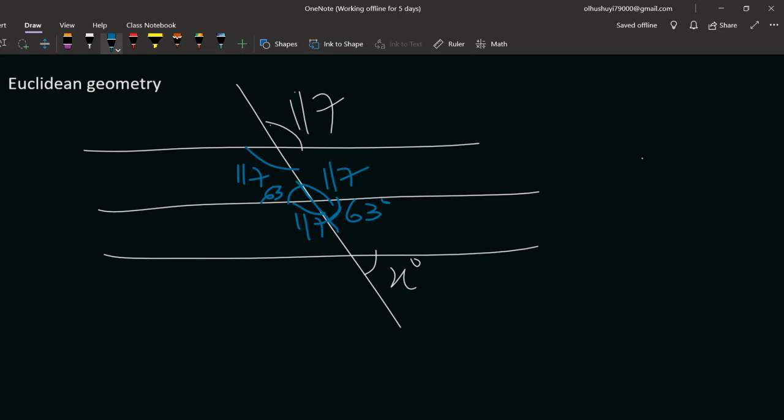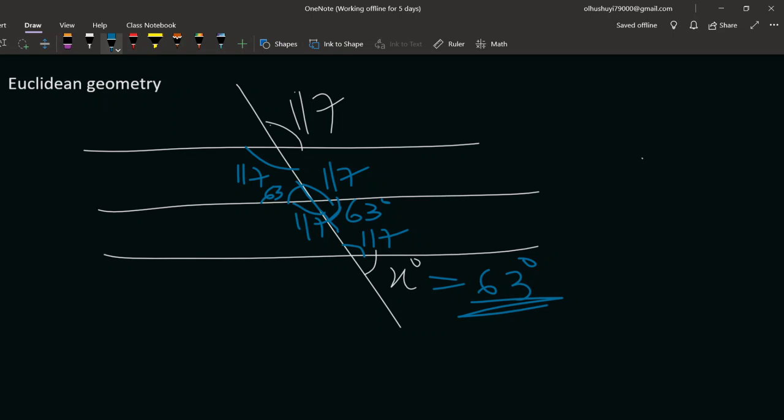What do you do again? You go the same way. This place 63 and this angle equal to 180, that is 117. So here 117 and angle x, they will sum up to 180, angle on a straight line. So automatically x is 63 degrees. Okay, yeah. So x is 63 degrees.